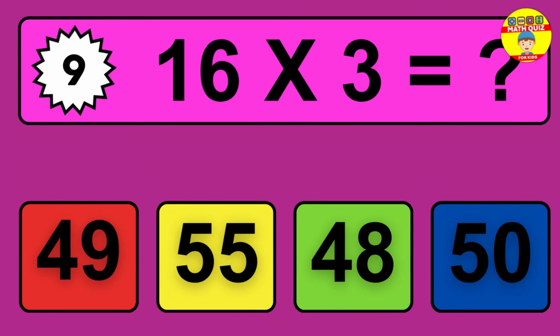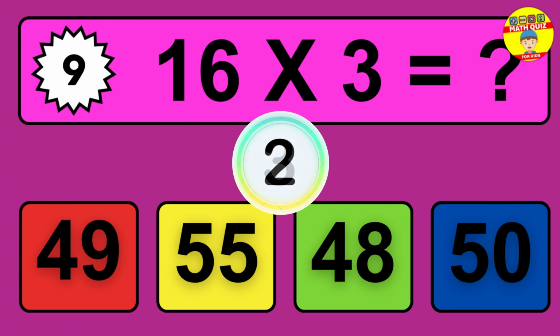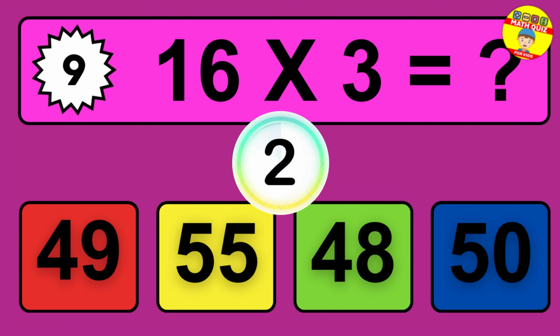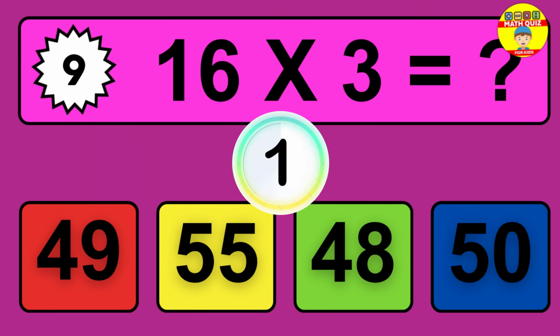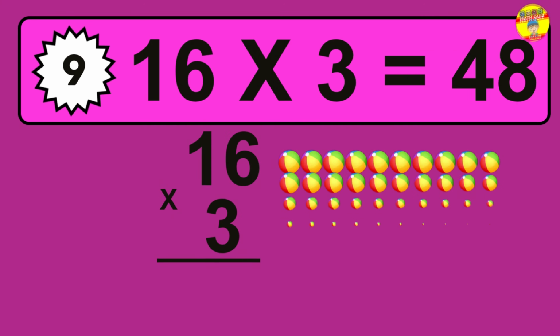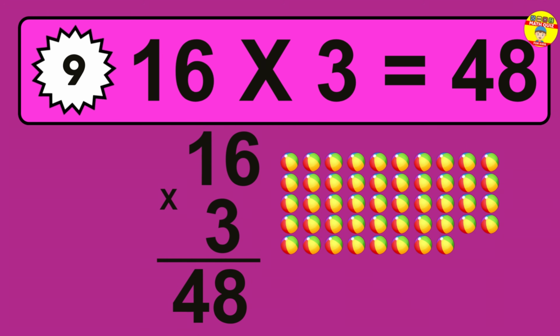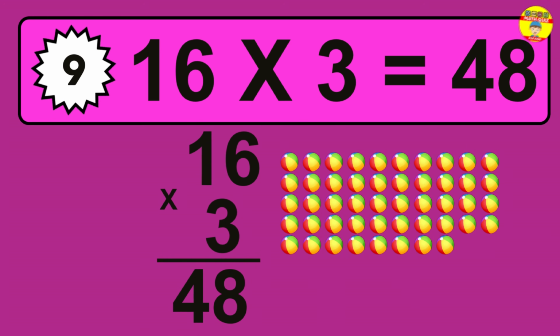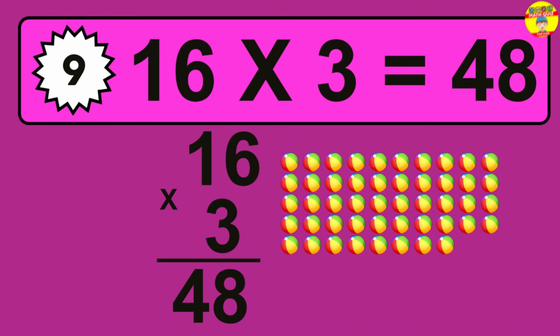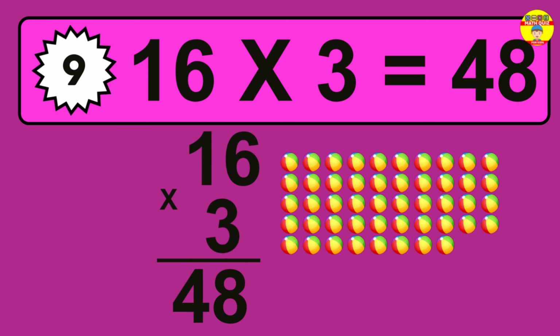Question 9. 16 times 3 equals what? So the answer is 16 times 3 is 48. To calculate, we have 16 groups with 3 balls each one. So how many balls do we have? 48 balls.